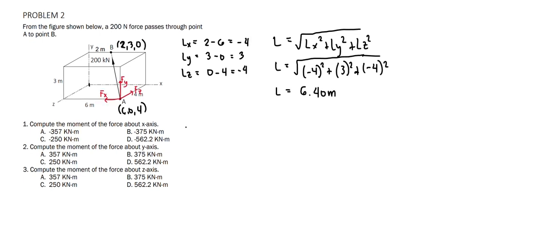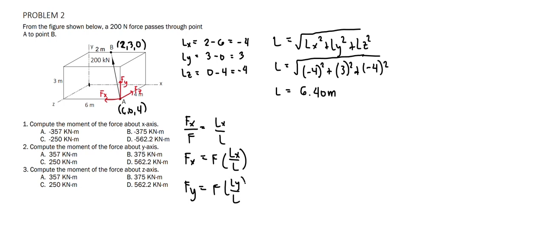Now applying ratio and proportion, we can solve for the component of the force vector. So getting the ratio of the component to the overall length, we get F sub x over F is equal to L sub x over L. Manipulating this equation, we should get F sub x is equal to F times L sub x over L. Doing the same to the other components, F sub y is equal to F times L sub y over L, and F sub z is equal to F times L sub z over L. And then we substitute the values.